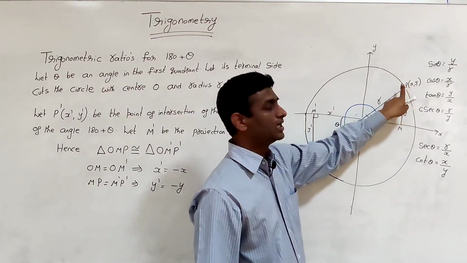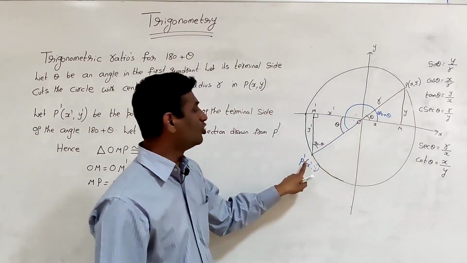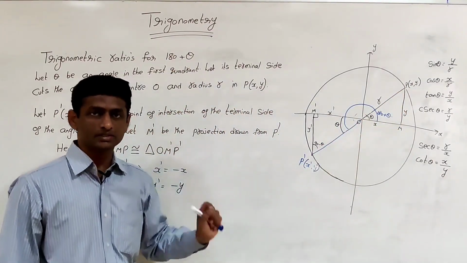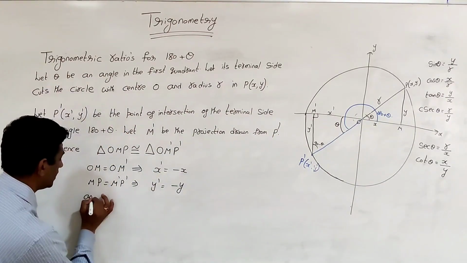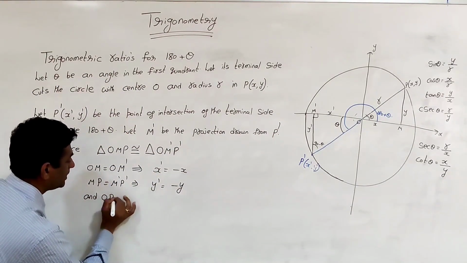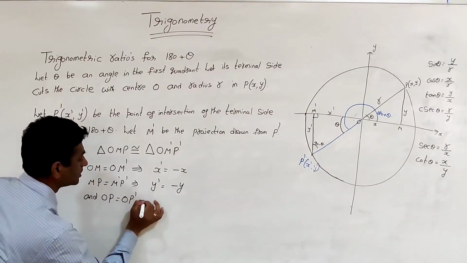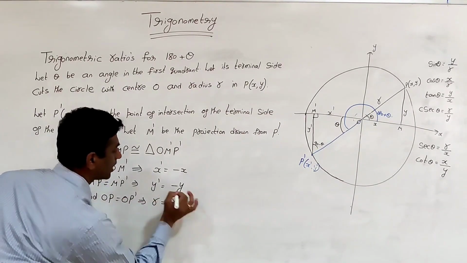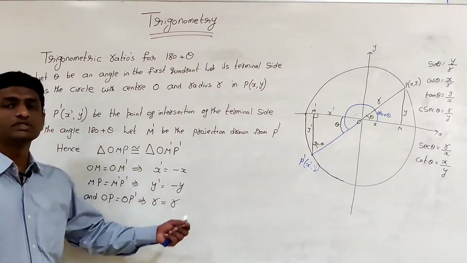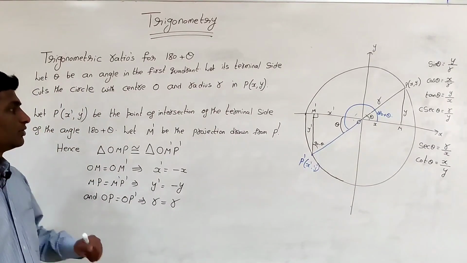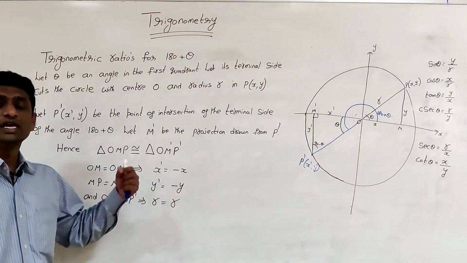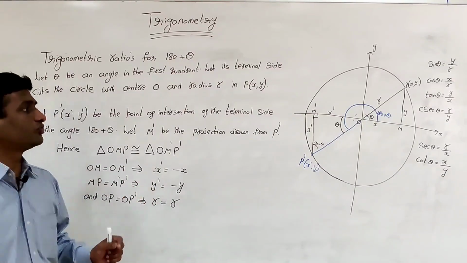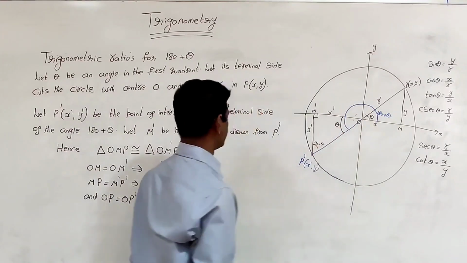Now, what about the hypotenuse? OP is the radius. In the same way, OP dash is also a radius. Then we can say R is equal to R. And OP is equal to OP dash, that is R is equal to R. The hypotenuse is always positive. Now, from this observation, we can have the 6 trigonometric ratios for 180 plus theta.